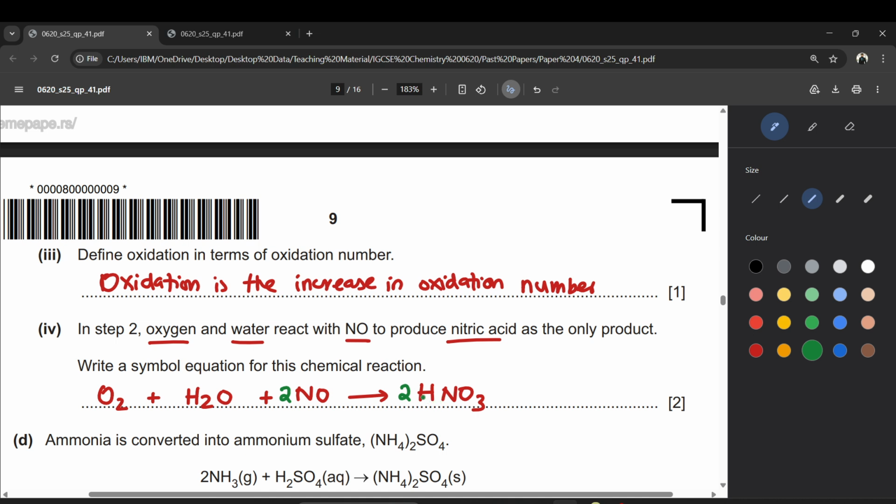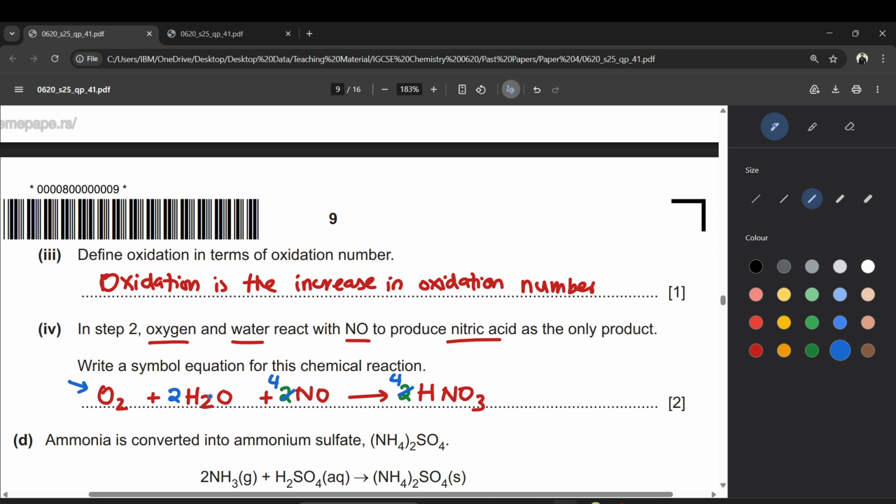Now when you have this type of situation where everything is balanced except for a diatomic molecule, and the diatomic molecule is oxygen, right? Everything is balanced other than oxygen. What we do is we multiply everything by 2, except for this one, because this one we will balance at the end. So this becomes 2, this becomes 4, and this also becomes 4.